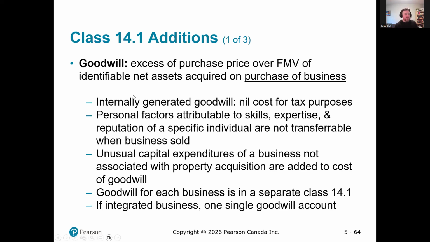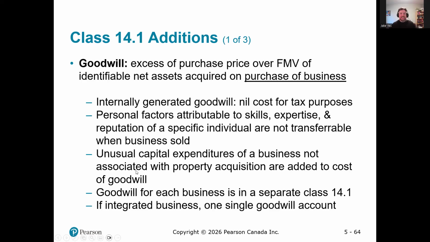And that can be internally generated goodwill. It's the personal factors attributed to the business. It can be the business's reputation, its brand, if there's an existing customer list. When I buy the business, I'm buying with it all of the relationships that can't quite be quantified. So goodwill is considered, if I pay more than what a business is worth, that excess amount must be the goodwill of the business, those good relationships. Unusual capital expenditures not associated with property acquisition. So when I buy a business, these excess amounts are added to 14.1 as goodwill.